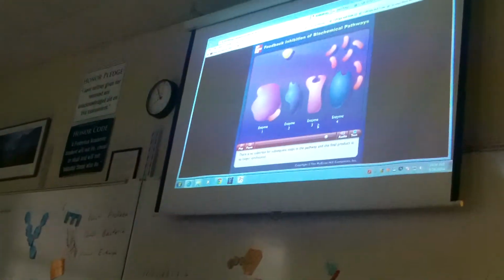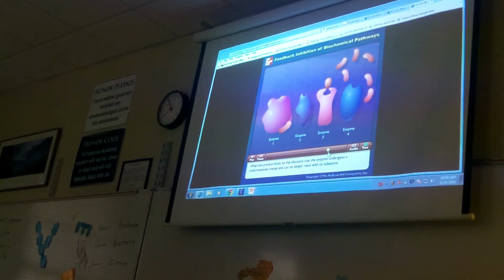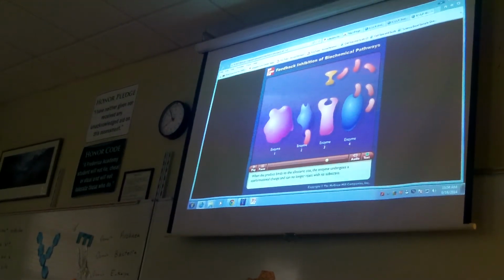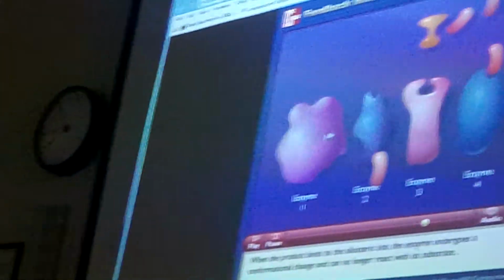Cells will automatically shut down their processes when they make enough product. And only when the cell has used up all of its product will it use that one up too, and that one will fall off. When that one falls off, the enzyme goes back to the right shape, and you can make more product. Isn't that a cool system? It doesn't have to think. When it needs more product, it automatically turns on, and when it's made enough product, it automatically shuts off.